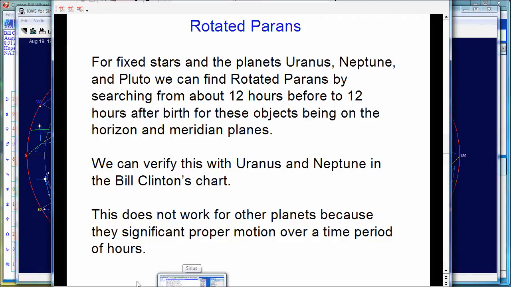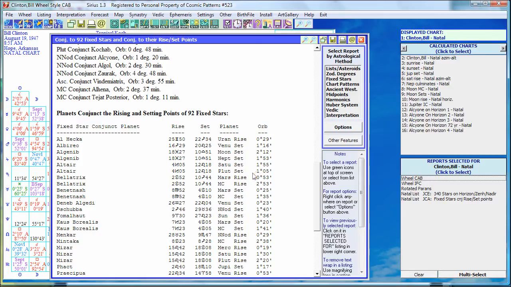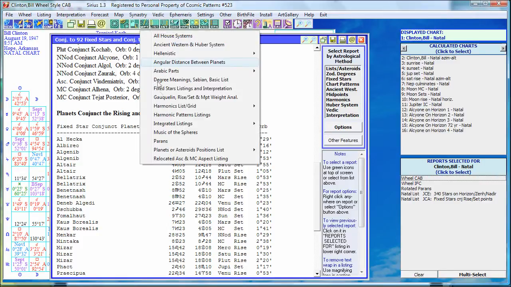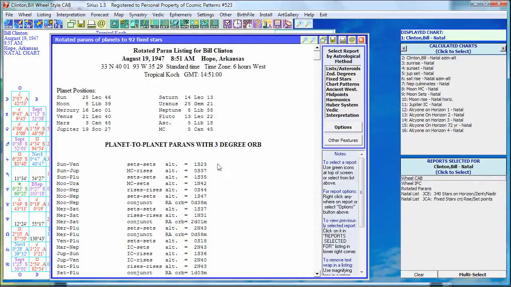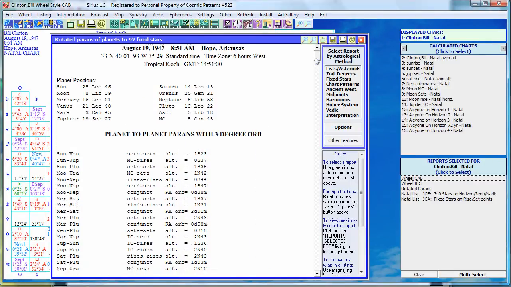I'll show you how we verify that with Bill Clinton's chart. If I go to Bill Clinton's chart, I've got Bill Clinton up here, and I select listings, parans, and then rotated parans right there. This will show me the rotated parans. And Kepler also has this feature. And there they are. These are all the rotated parans.